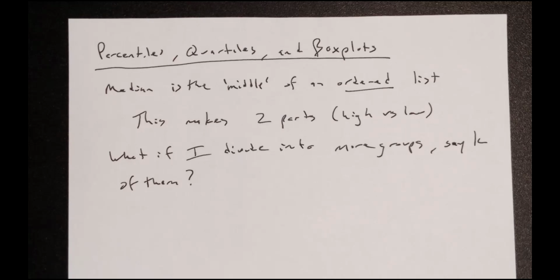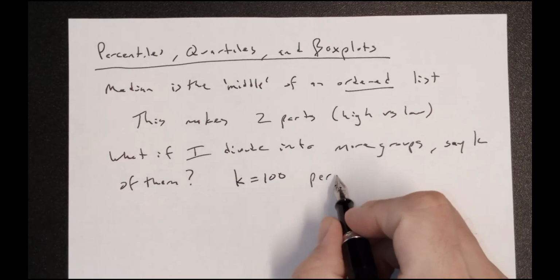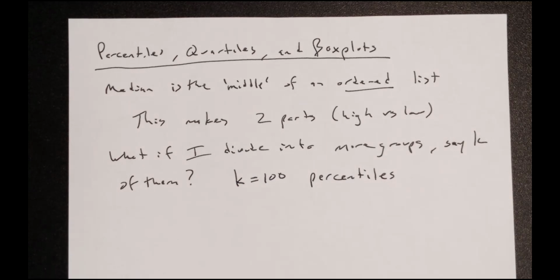I've heard that word before, but in Latin. Out of 100 in Latin. It's on your keyboard in front of you, above the 5. Percent. Per cent. Centum. 100. There we go. If k equals 100, I call these groups percentiles. I've now set up road marks to make 100 different boxes.